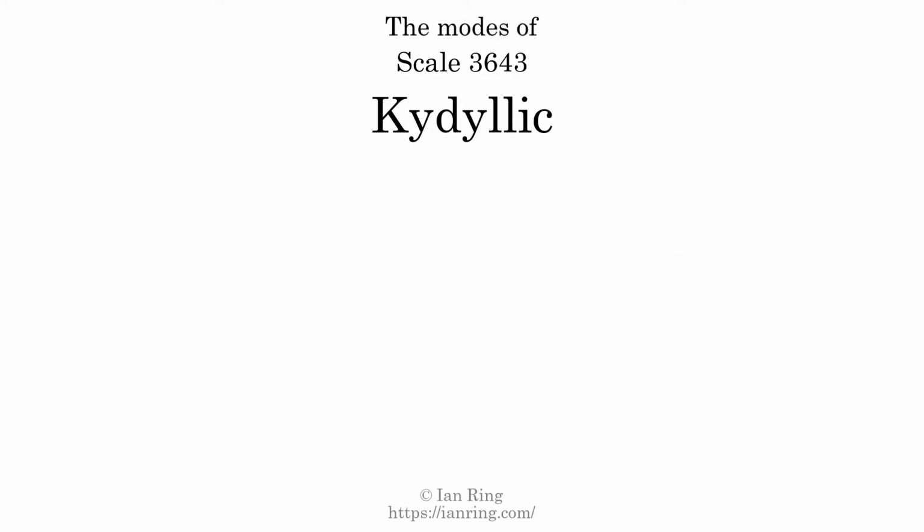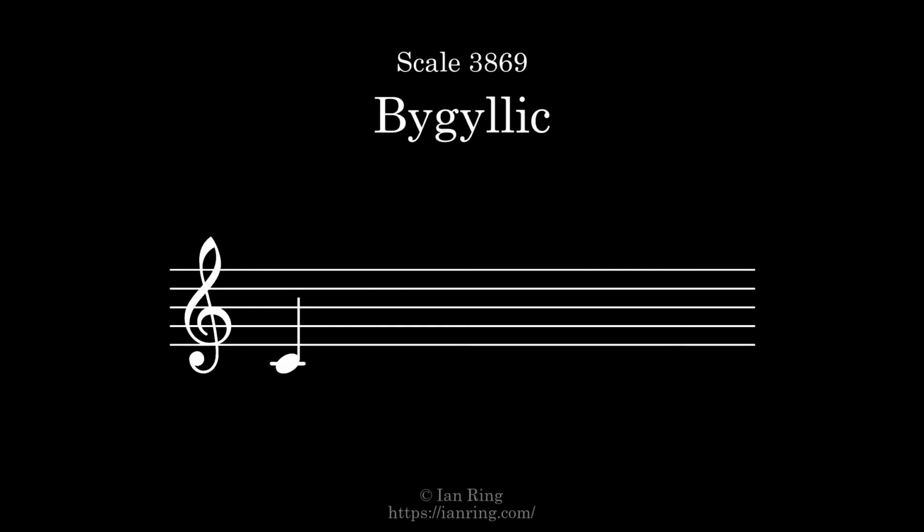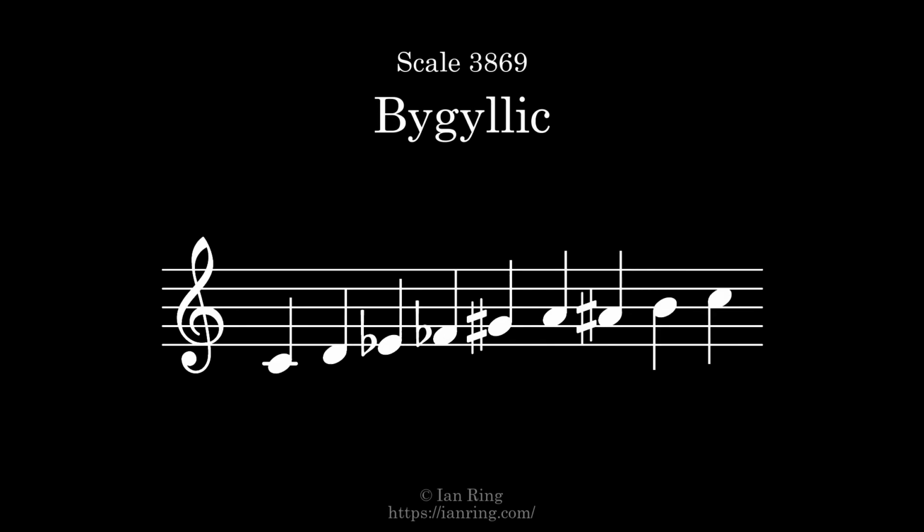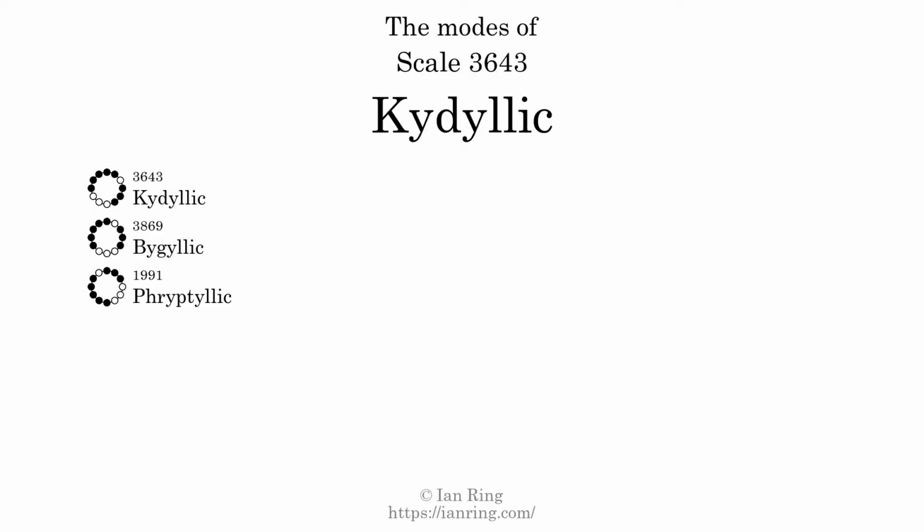This scale has 8 modes. The first mode is itself. The second mode is scale 3869, also known as Kydyllic. It sounds like this. The third mode is scale 1991, also known as Kydyllic. It sounds like this.